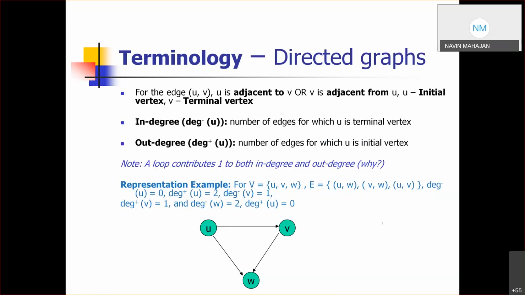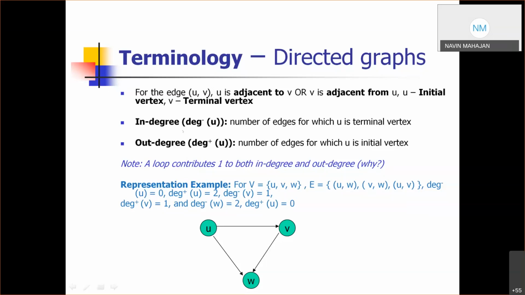Some more terms for the edge UVW. Okay, for the edge UV, U is adjacent to V or V is adjacent from U. Now this is a directed graph, so how to read this? There is an edge from U to V. U is a tail, V is a head. For the edge UV, U is adjacent to V, or V is adjacent from U. So U is the initial vertex and V is the terminal vertex.